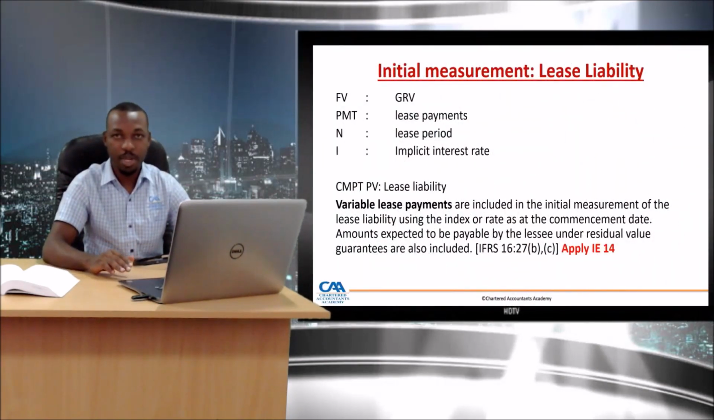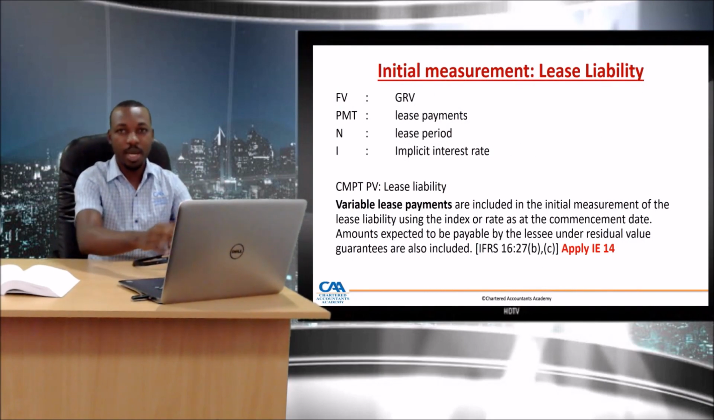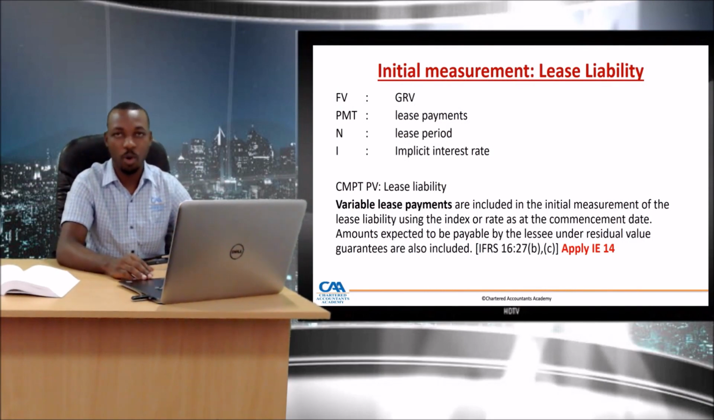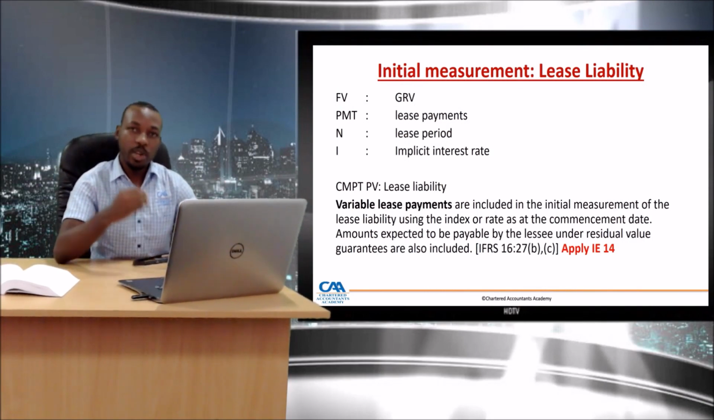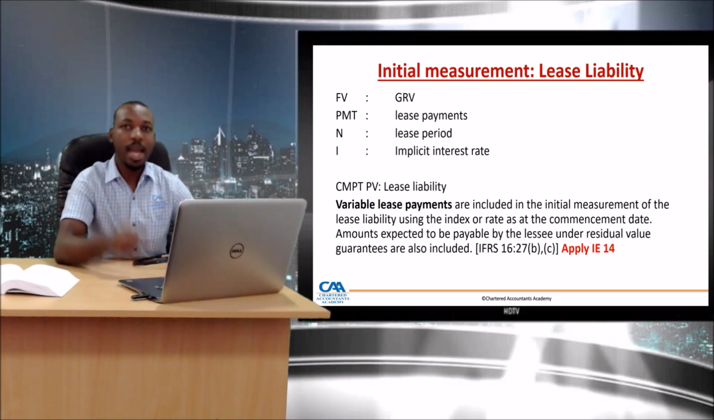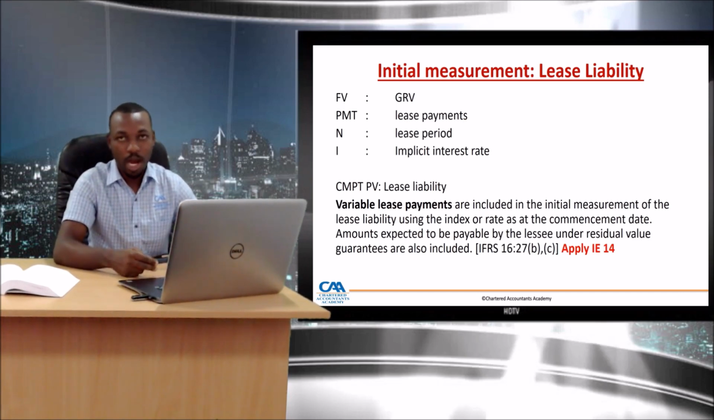The measurement is the part that I want to spend a little bit of time on. So we said you have a right of use asset and a lease liability. I'll start with how you measure the lease liability. The lease liability is measured by present valuing the minimum lease payments that the lessee is expected to make to the lessor. And the minimum lease payments include the following.